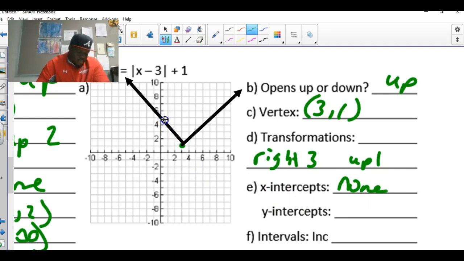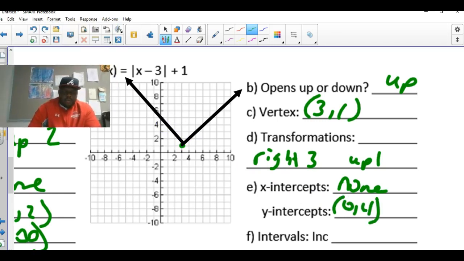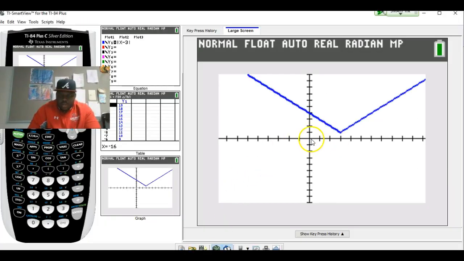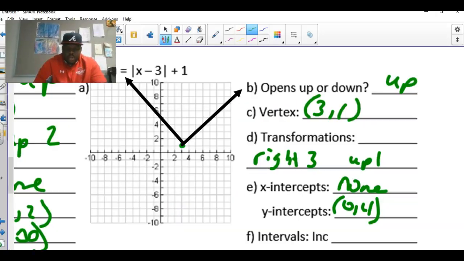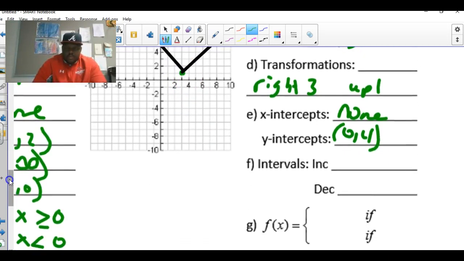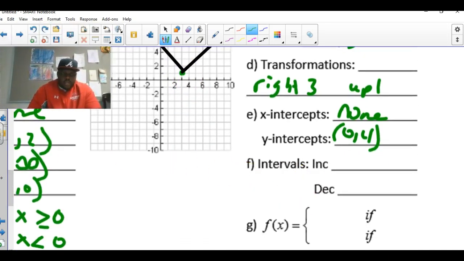All right, and this should be, well, mine's a little off. It should be right here, 0, 4. So I guess I need to fix my graph. Let me fix my graph. Because if you look on the calculator, matter of fact, I'm just going to show you. See right here, 1, 2, 3, 4. It intercepts right there at 4, okay? So don't let my drawing throw you off, man. It's terrible, okay?